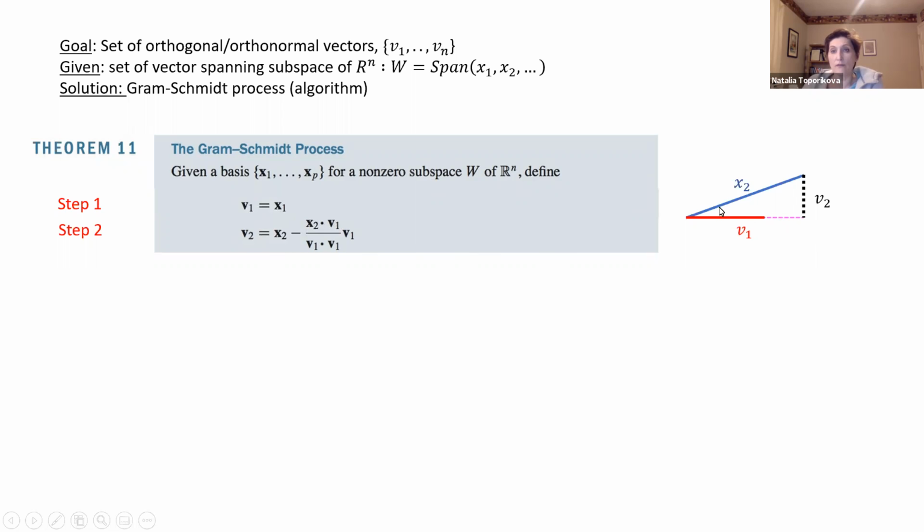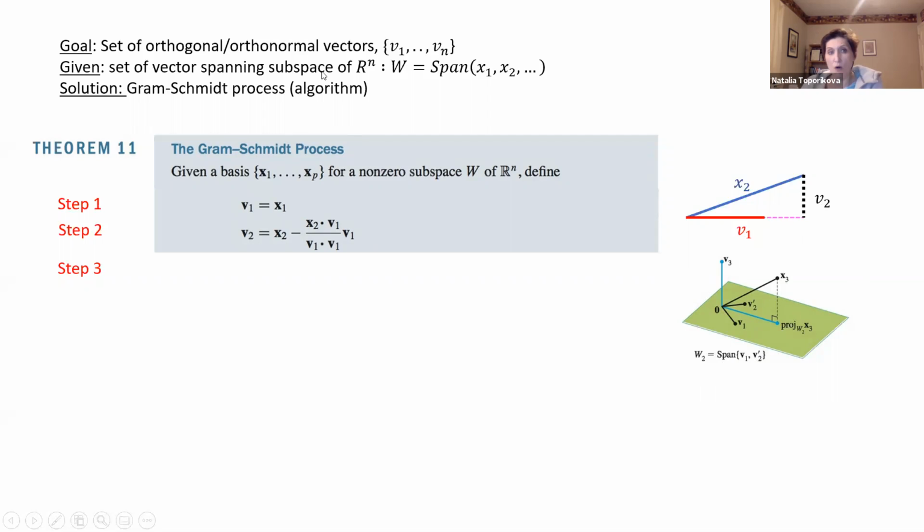Okay, now we have two orthogonal vectors, V1 and V2. How can we find the third one? That is, we're going to the third step of the process. We take our orthogonal set, V1 and V2, and we span a subspace with it, and we call it W2. Of course, it's a two-dimensional subspace, so it's a plane which contains our orthogonal set V1 and V2.